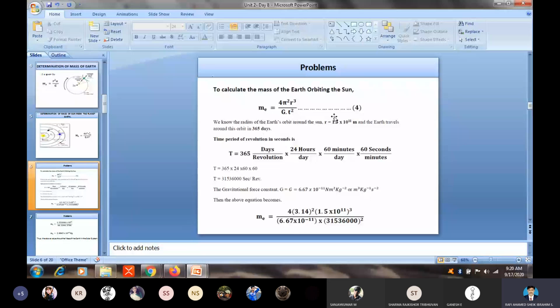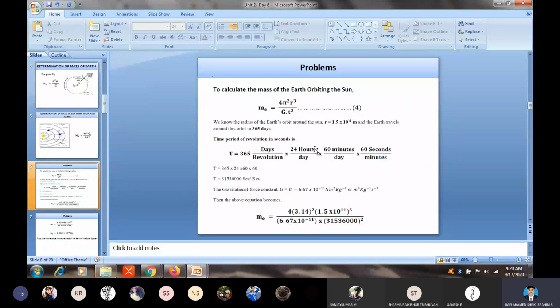So for the Earth, the orbital period is around 365 days. Here they have mentioned it in terms of days, but we are going to convert these days into seconds. To convert days into seconds, we have made this formula: T is equal to 365 days per revolution.